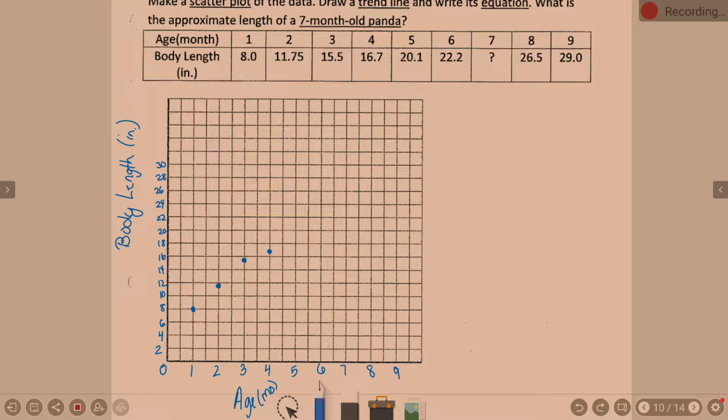Five and 20.1. So I'm going to go over to the 5 line and up to 20. 20.1, excuse me, but good enough, right? 6 and 22.2. Over to the 6, and pretty much up to 22. 7, we don't know, because that's part of the questions, the approximate length of a 7-month-old panda. We'll come back to that. 8 and 26.5. So over to 8 and up to 26.5, which is just a little bit above 26. And the last point I have is 9 and 29. So over to 9 and up to 29, which is halfway between 28 and 30.